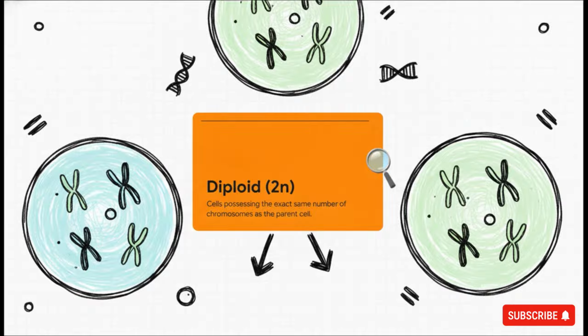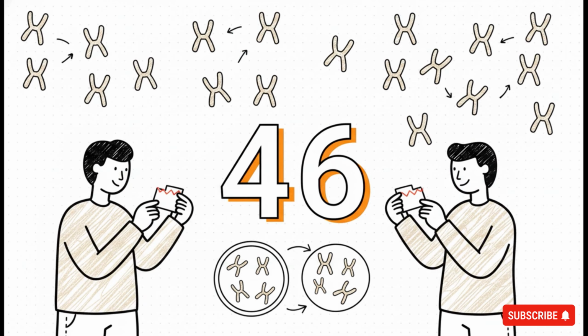Now, the absolute key to understanding mitosis is the concept of a diploid cell, which is often written out as 2N. Mitosis is entirely about sameness. It's about stability. When a cell divides via mitosis, the 2 resulting daughter cells are exact clones. They possess the exact same amount of genetic material as the parent cell that spawned them. And for us humans, that magic diploid number is exactly 46.